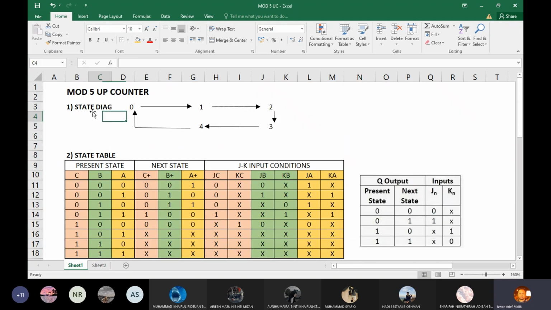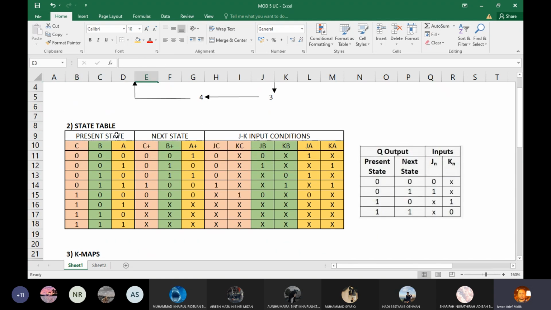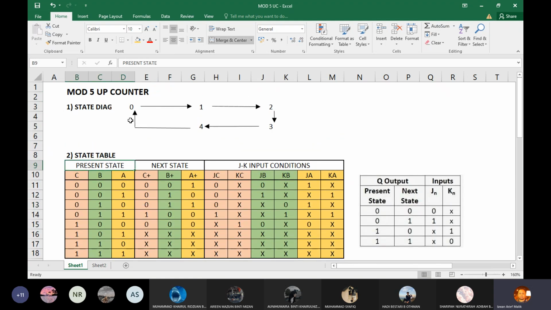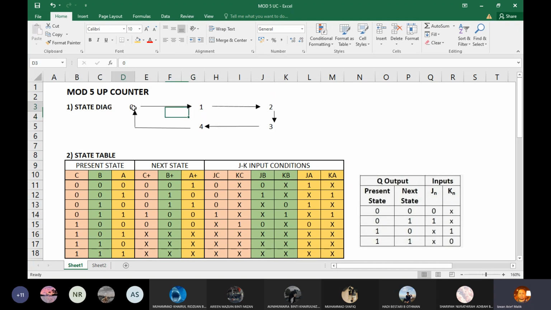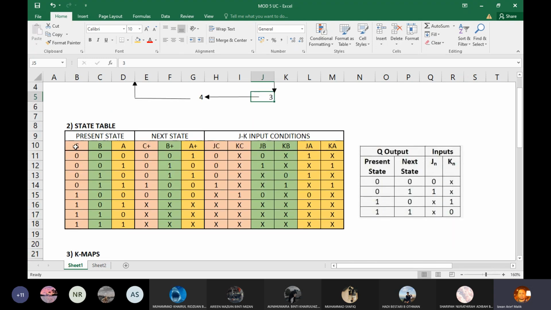So you have to make sure you draw the state diagram, make sure this is correct. Then bila dah correct, translate kepada state table. Present state, ambil number yang ada. Yang tak ada, pergikan ke don't care. Next state, tengok. Lepas kosong pergi ke mana? 1. 1 pergi ke mana? 2. 2 pergi ke mana? 3. So, kosong ke 1, 1 ke 2. Once you have obtained your present state dengan next state, then you use the JK input condition to compare between C and C+, B and B+, A and A+, to obtain JC KC, JB KB, JA KA.